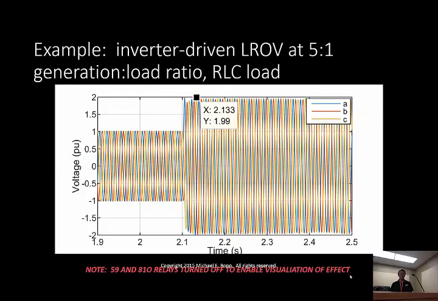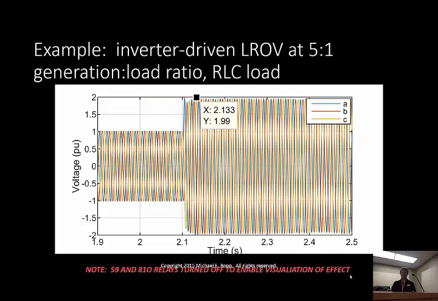This is for a 5-to-1 generation load ratio with a purely LRC load. You'll notice that, again, we pop up to just shy of 2 per unit, but that's still well below the theoretical maximum consideration, which would have been square root of 5, right, which is over 2. And again, I keep pointing to this red text at the bottom of the slides.